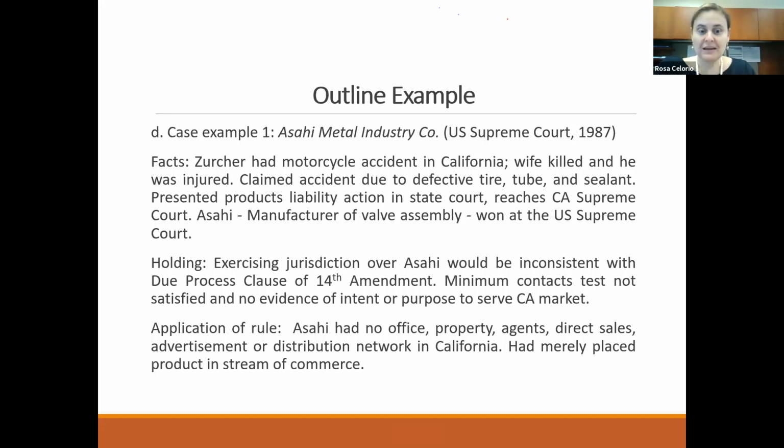And remember, if my professor wants to play with me and gives me a fact pattern in which the name of the company is another name, and it just so happens that the company has an office or property or agents or direct sales or advertisement or a distribution network in the state of Florida, another state, how would I apply this rule to that particular fact pattern, right? This is why it's very important to identify that rule, because that's what you're going to be applying in the future, okay?